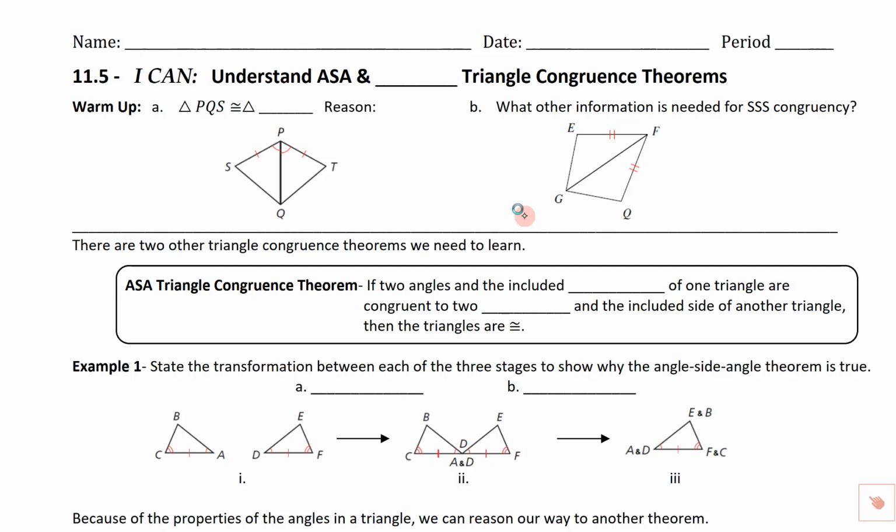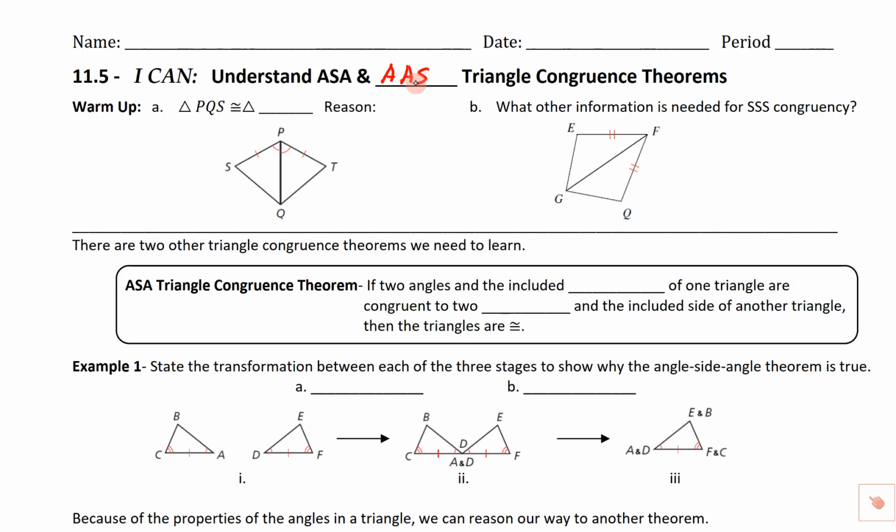Let's go ahead and finish up this unit with section 11.5, more on triangle congruence theorems. So this one says, I can understand, so we know how to say this now, angle, side, angle, and the next one is angle, angle, side congruence. So we're going to learn two more theorems that we can use to show that triangles are congruent.